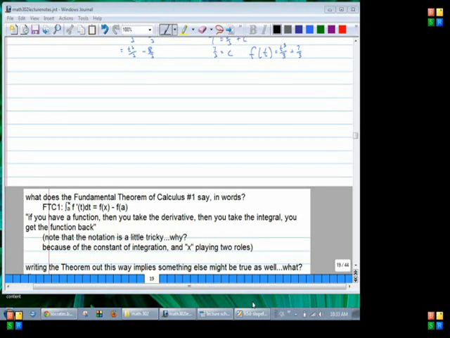The notation is tricky. We went through why, but that's the basic idea. Now, having said it this way, this implies that something else might be true as well. If I have a function, I take the derivative, I take the integral, I get the function back. Well, then what else might also be true?